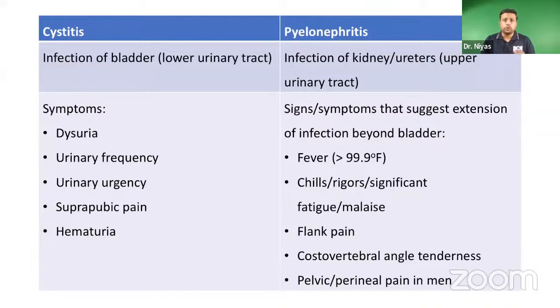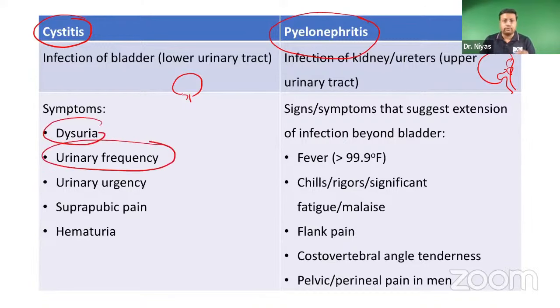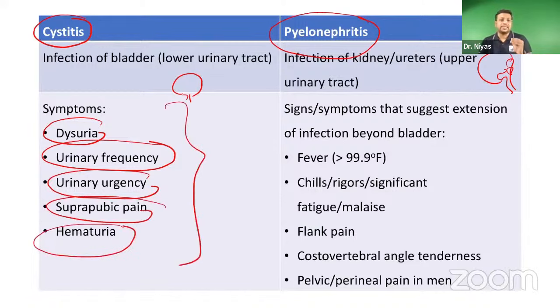In reference to urinary tract infection, there are two clinical syndromes that we should be aware of. One is called cystitis, and the second is pyelonephritis. Cystitis refers to infection of the urinary bladder, whereas pyelonephritis refers to infection of the kidneys as well as the ureters. This is something very basic. Infection of the bladder or the lower urinary tract is called cystitis, whereas infection of the upper urinary tract, the kidney or ureter, is called pyelonephritis. The cystitis patient presents with dysuria, increased urinary frequency, urinary urgency, suprapubic pain, and hematuria. Notably, fever is not mentioned as a symptom of cystitis.